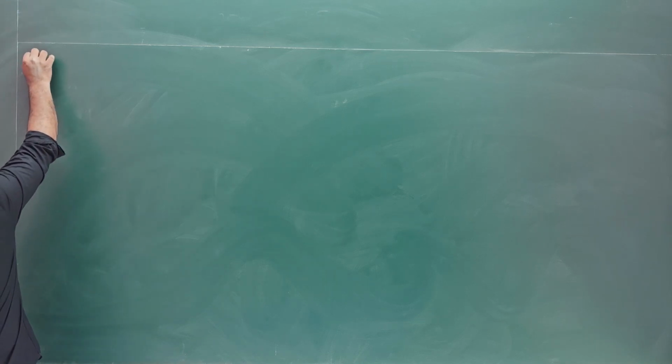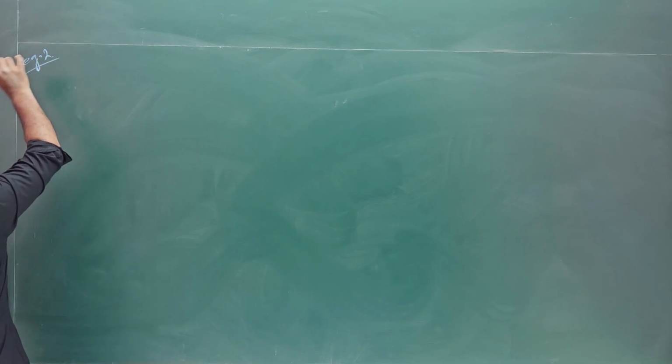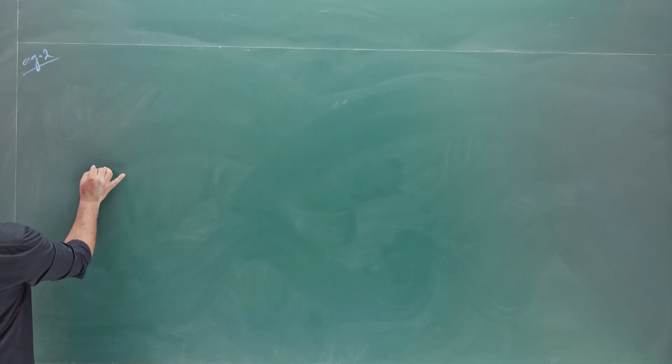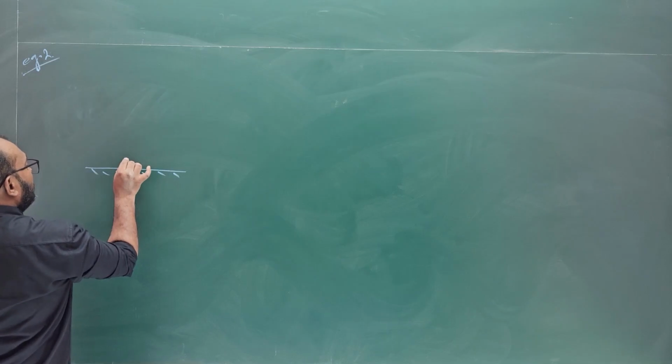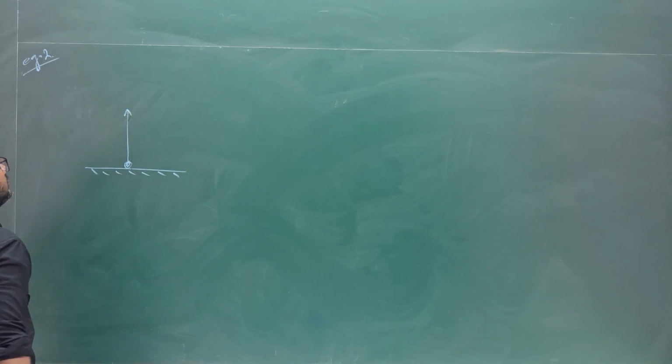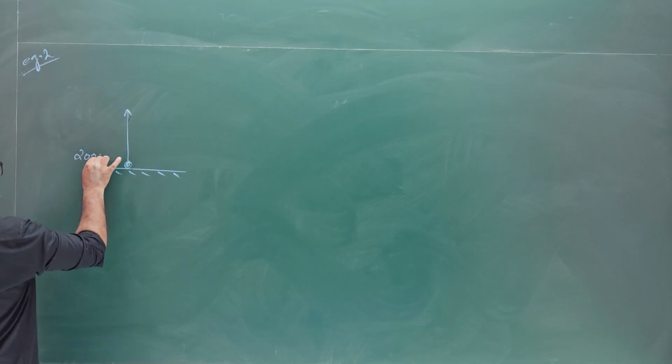Okay, shall I now write down example number 2? Example number 2: an object is being projected vertically upward with 200 meter per second. Question number 1, find the time of flight.